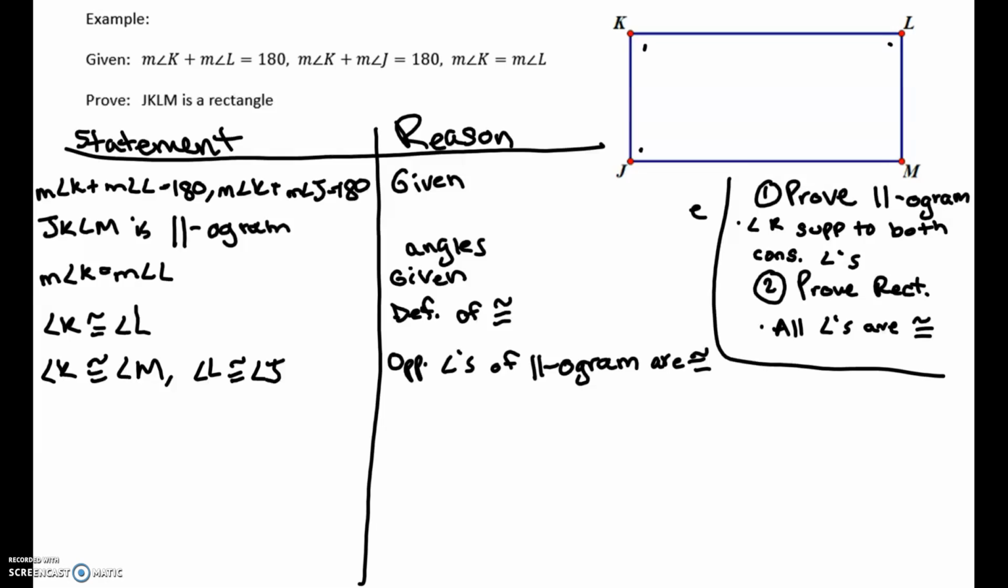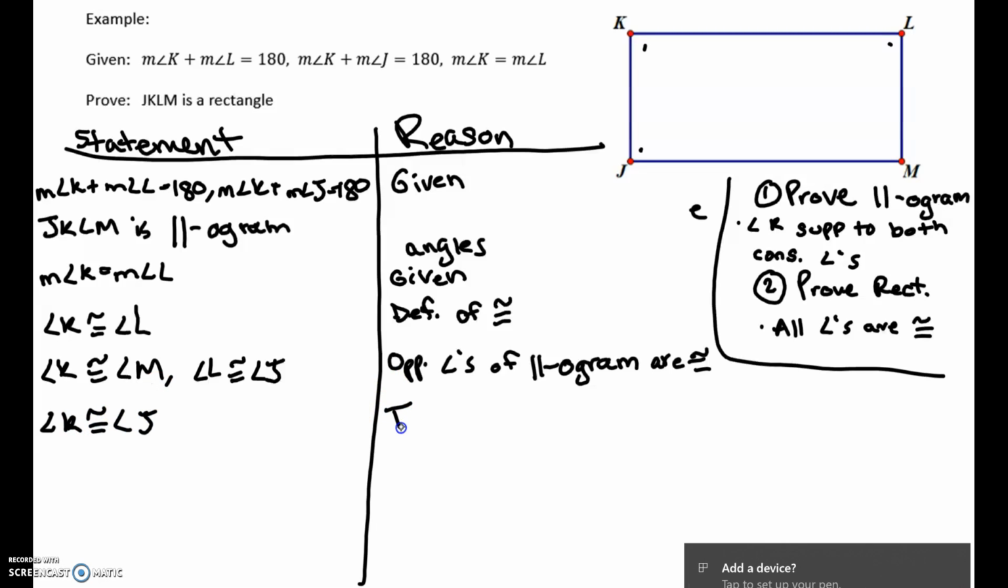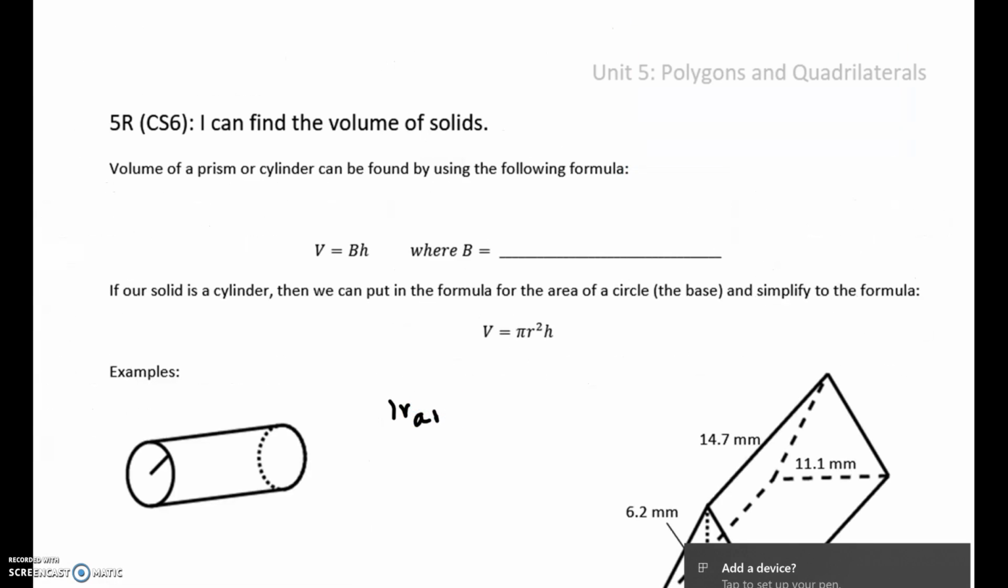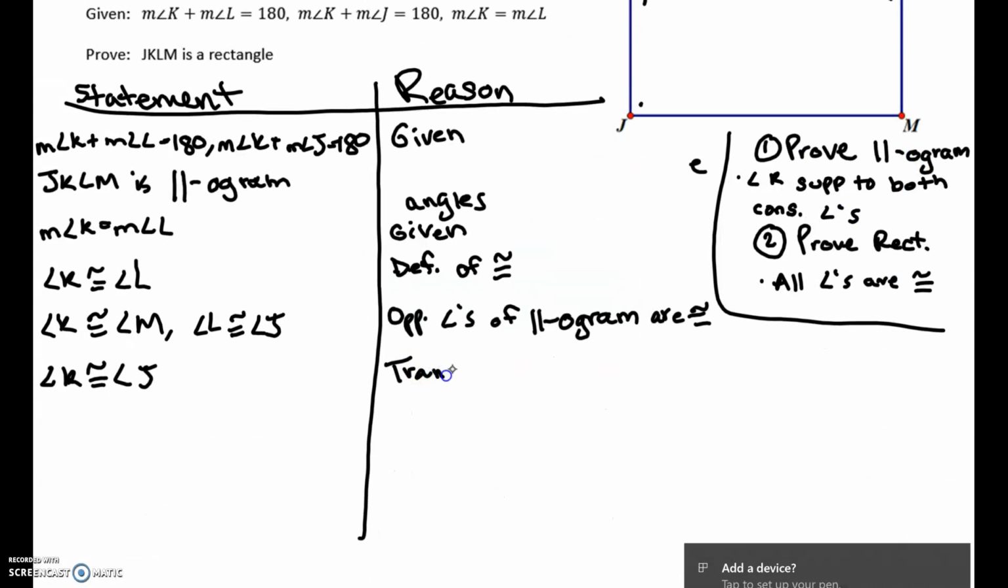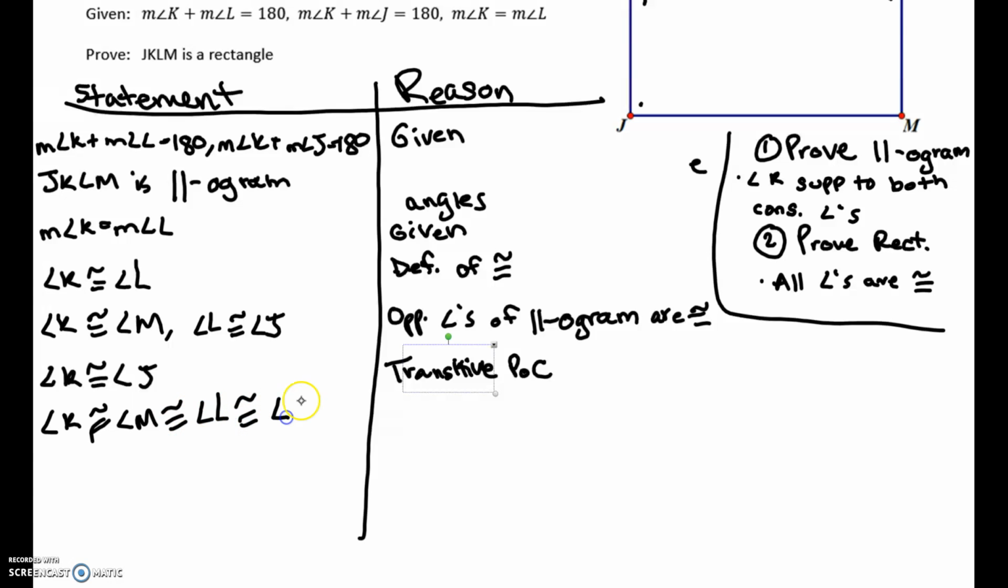And then I'm going to get everything related to K like I did before. I know K is congruent to L, so I can then say that angle K is also congruent to angle J by the transitive property. Oh my gosh, what is this thing doing today? Sorry guys, bear with me. By the transitive property of congruence. There we go. Therefore, I'm going to do a little bit of a cheat and say angle K is congruent to angle M, which is congruent to angle L, which is also congruent to angle J. That's a major cheat with transitive.